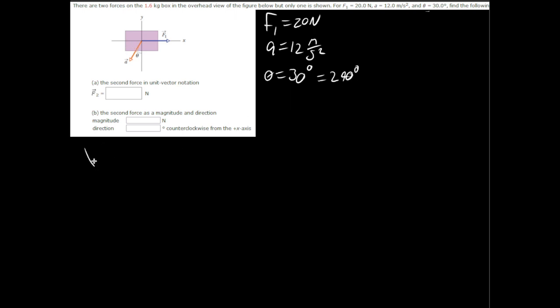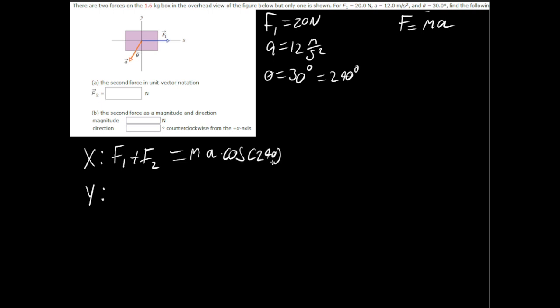And from here we can take the x and the y directions, and we can split it into F equals ma, of course, for x and for y. So forces in the x direction equal mass times acceleration, force in the y direction, mass times acceleration. So for the x direction we have force 1 plus force 2, because there are two forces, we're solving for force 2, is going to equal mass times acceleration. And in this case, it's acceleration times cosine of 240.